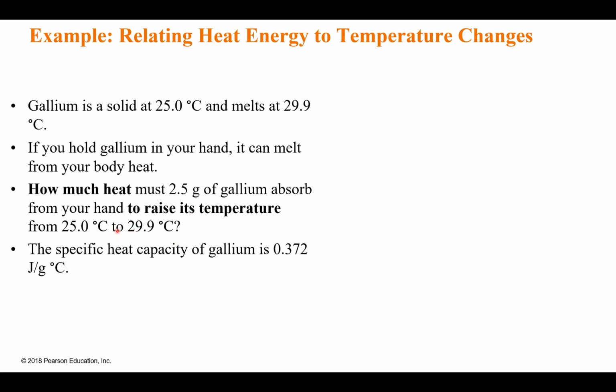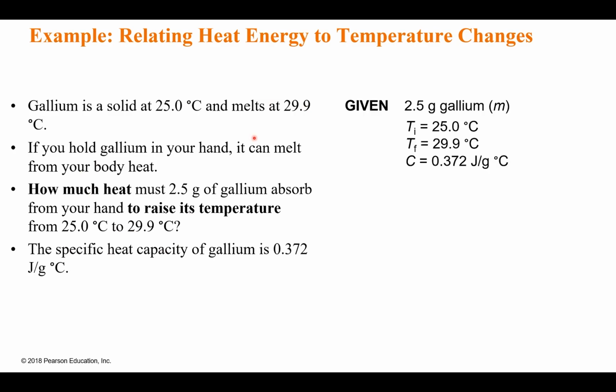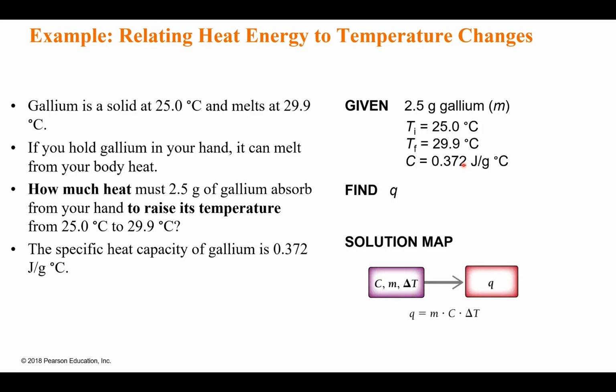So we need that. Now let's take a look at the information we're given. Let's actually gather that in one place. We're given the mass of gallium, the initial temperature, the final temperature, and the specific heat capacity, and we're looking to find Q. So I have C, m, and delta T, and I want to find Q. Easy peasy, right? We need to make sure we got the right units, everything matches, and we should be good to go.